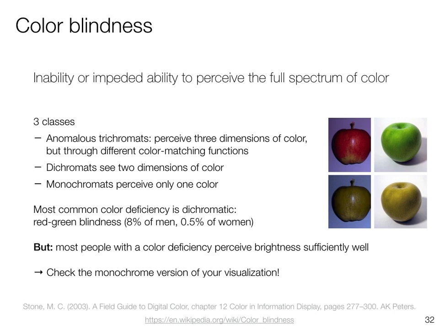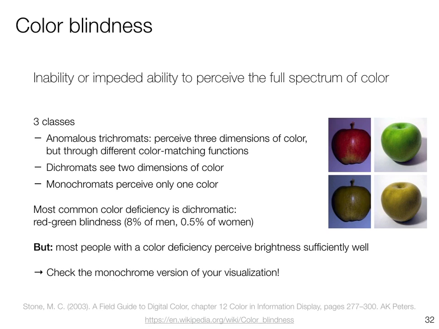there are different forms of color blindness. So the inability or impediment in perceiving the full spectrum of color. The different classes, which I'm not going to go into here, but it's important to know that actually 8% of men have some form of color blindness, in this case red-green blindness. However, while they may not easily distinguish red and green, most, like the very large majority, almost 100%, can actually perceive brightness differences.